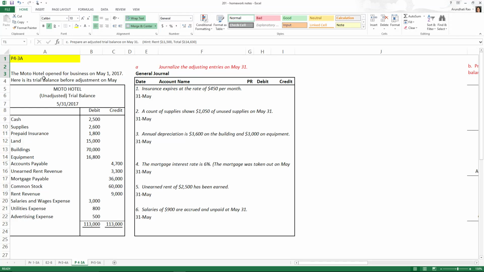So in this problem, we are told that we started a business on May 1st, 2017. They've given us the transactions that have happened, and they've given us a trial balance after all the transactions happened in the month of May. The unadjusted trial balance shows us the following accounts. In the problem, they've asked us to do various things, the first of which is to prepare the adjusting entries. So let's address the adjusting entries first before we proceed with the rest of the problem.